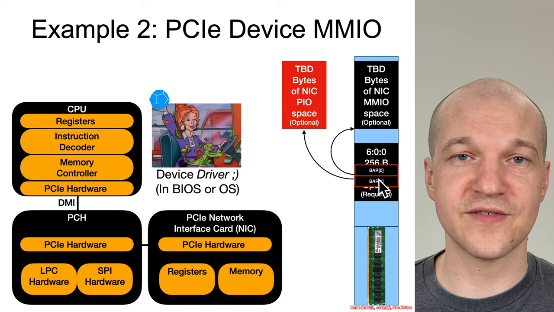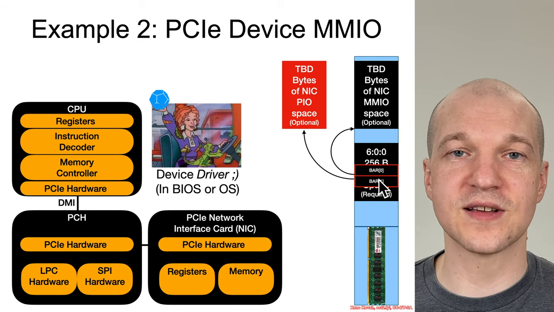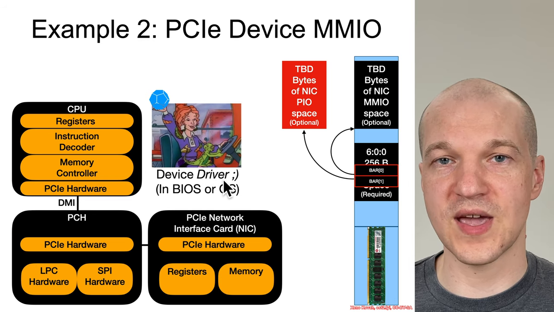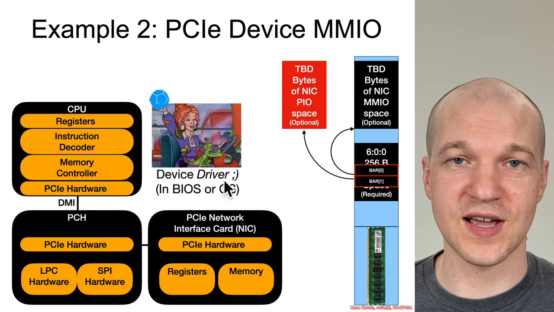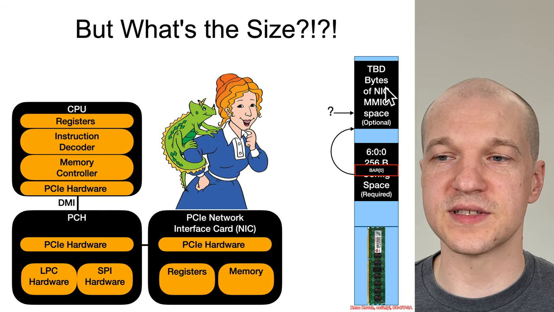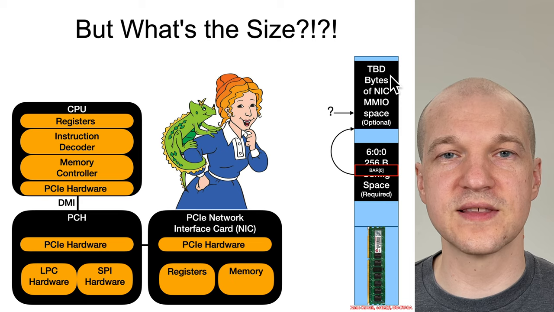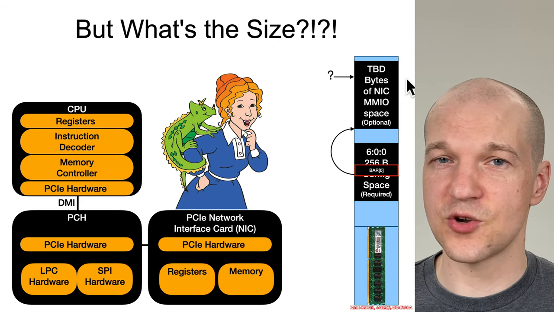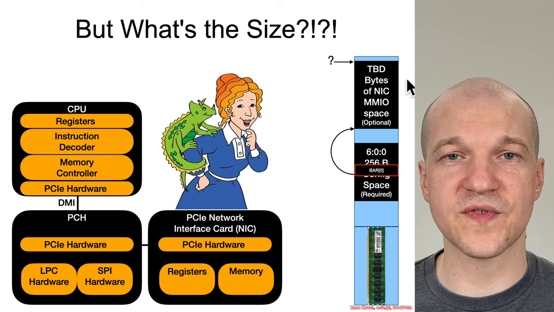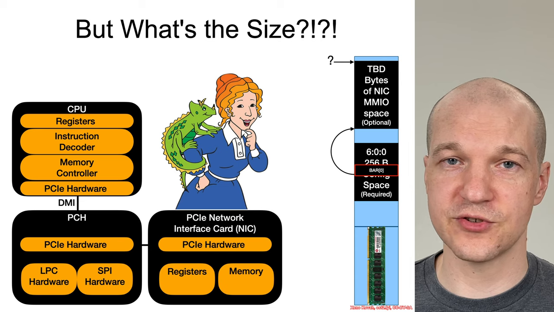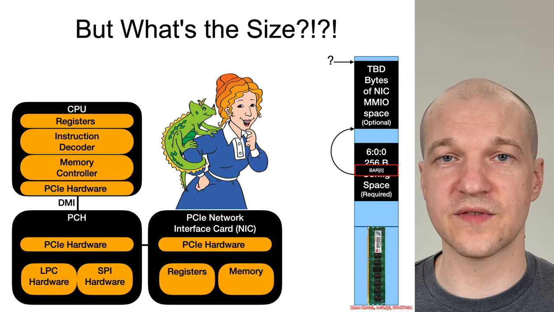Or maybe there could be none of them at all. And it's all up to the particular device manufacturer, all up to how they intend to make a driver interact with their particular hardware. But that leaves us with one question still. I've listed thus far TBD bytes of NIC memory mapped I/O space. So how do we determine how big of a chunk of the memory mapped I/O space a BIOS should reserve, for instance, for talking to this device?